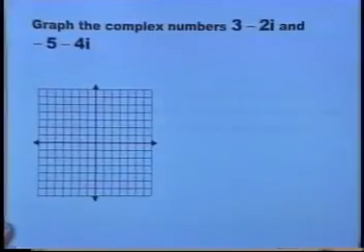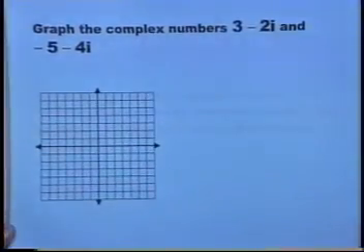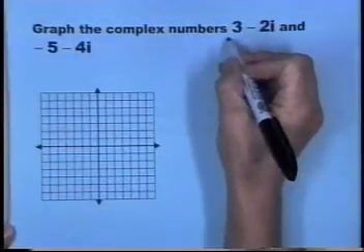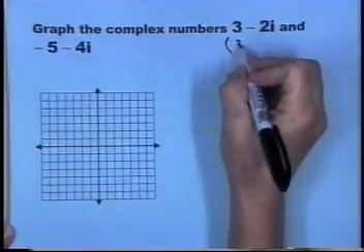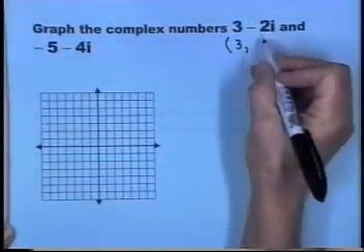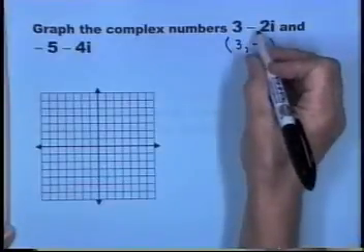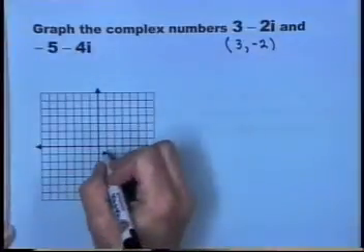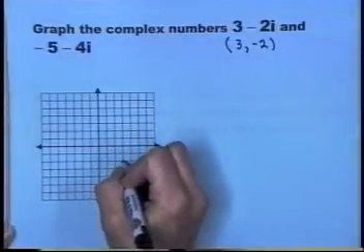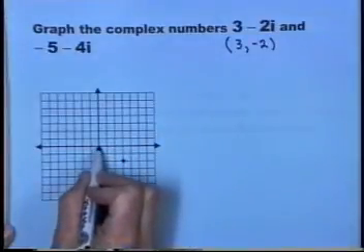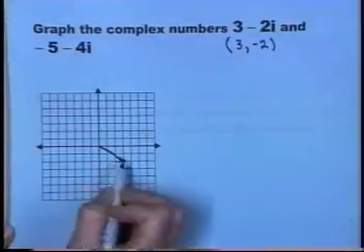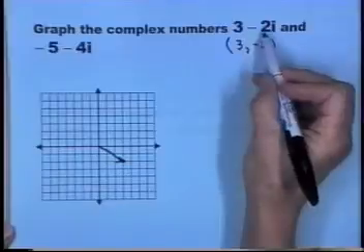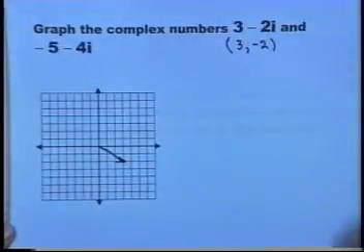Now we're going to take a look at an example. Graph the complex numbers 3 minus 2i and -5 minus 4i. Okay, let's look at this first complex number. We're going to look at the ordered pair where we take the real part, 3, as our first coordinate, and the imaginary part, -2, now be sure you get the sign on that, as the second coordinate. So we're just going to graph the ordered pair (3, -2): 1, 2, 3, -2, and locate that point. Now we will indicate a vector from the origin out to that terminal point. This vector represents the graph of this complex number 3 minus 2i.